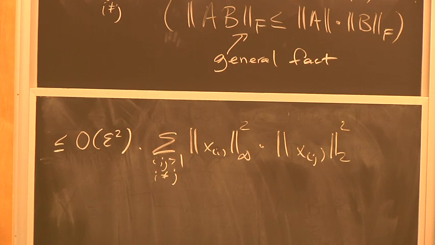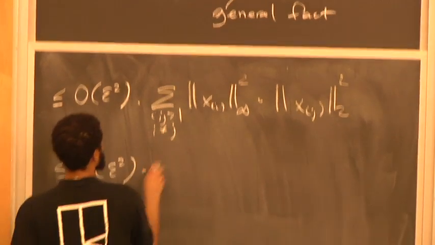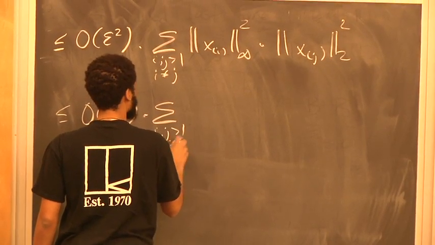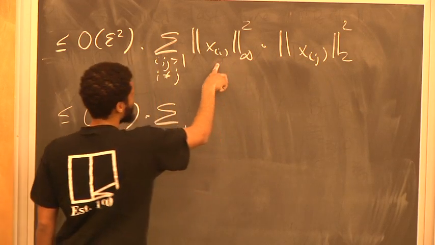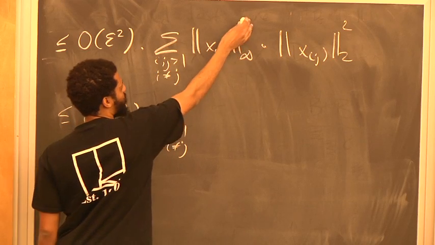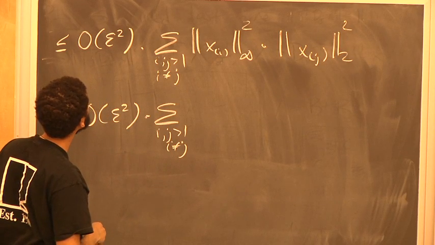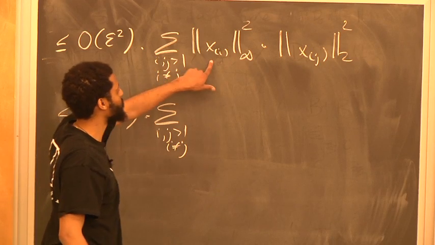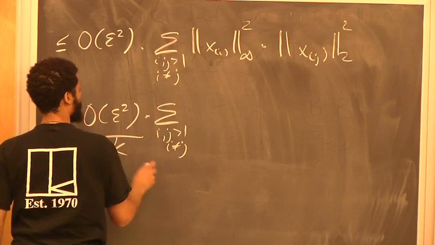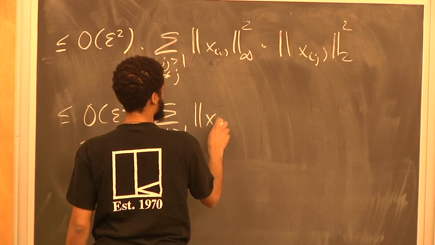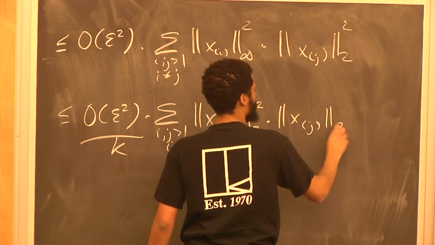Okay, and then we're going to shell. So this is at most O of epsilon squared times the sum over i, j bigger than 1, i not equal to j. Remember over there, this is at most 1 over root k times the L2 norm of the previous block. And it got squared, so there's a division by k. And then now we have the L2 norm of x i minus 1 squared times the L2 norm of x j squared.